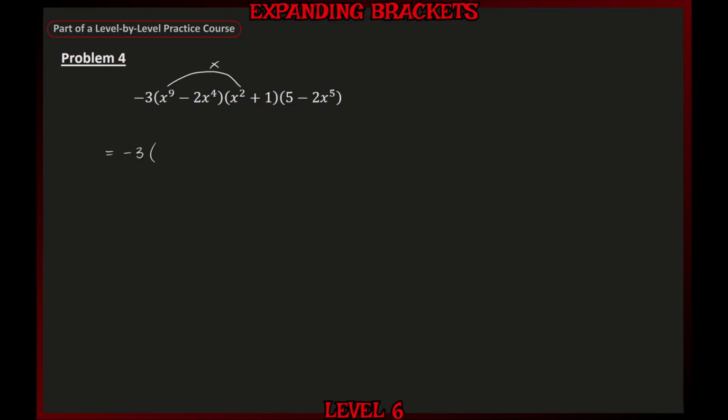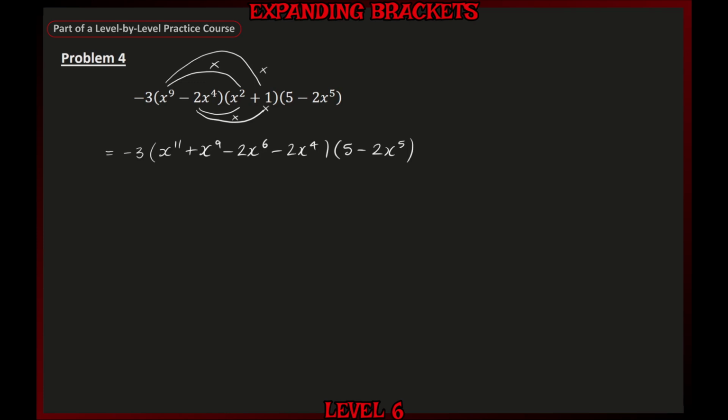of indices to multiply. So we have x to the power of 9 multiplied by x squared. So we add the powers and we have x to the power of 11. Next we have x to the power of 9 multiplied by 1, which is plus x to the power of 9. Minus 2x to the power of 4 multiplied by x squared is minus 2x to the power of 6. And minus 2x to the power of 4 multiplied by 1 is minus 2x to the power of 4. And that's being multiplied by 5 minus 2x to the power of 5.